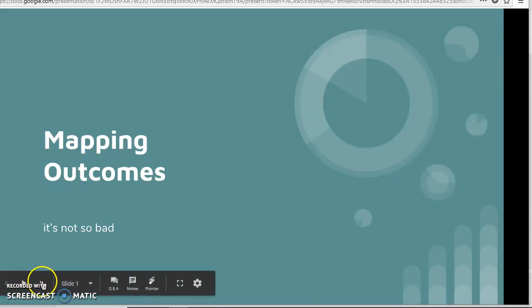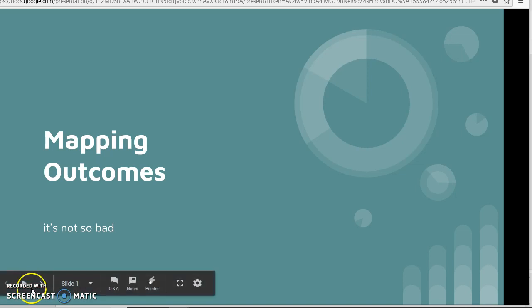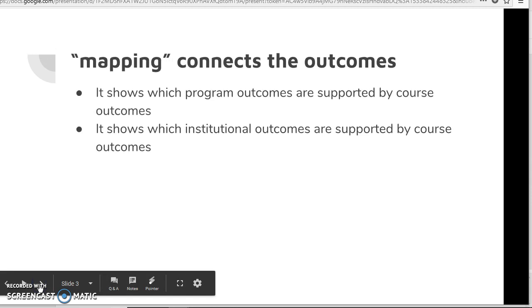Hello, this is a brief tutorial on mapping learning outcomes, something that we will be discussing or reviewing as part of program assessment in program review. So what is mapping? Mapping is a way of showing which outcomes are supported by which.